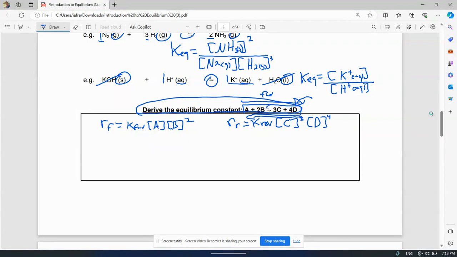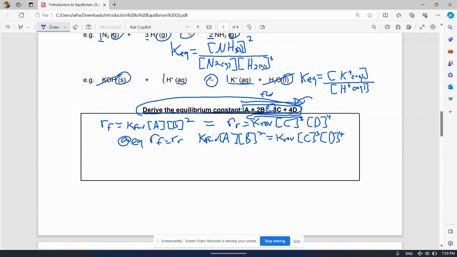Now, if these are at equilibrium, what we know is that these are actually equal to each other. So at equilibrium, rate of the forward is equal to rate of the reverse. And so we can actually write that out. We can write that little k forward times A times B squared is equal to little k reverse times C cubed D to the power of 4.